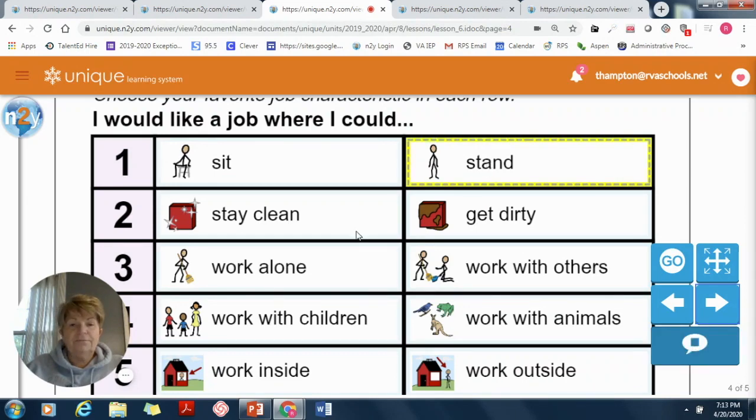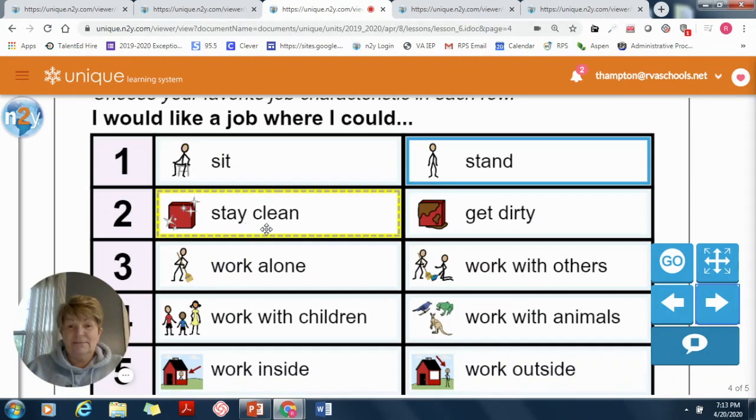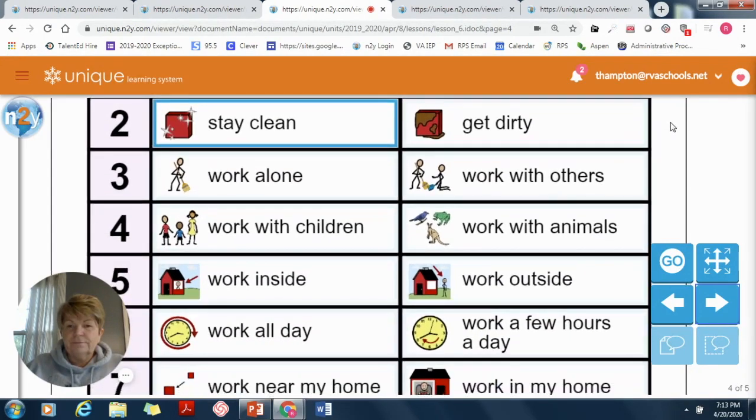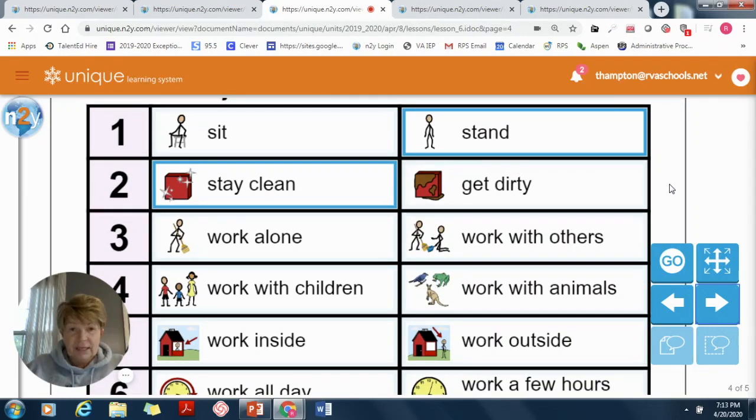Let's say stand. Row number 2. Do you like a job where I could stay clean or get dirty? Which would you like? I would like a job where I could stay clean or get dirty. Okay, I am not one to like to get dirty, so I'm going to go with I'll stand, but I'd like to stay clean. Now, if you enjoy working outside with your hands, if you enjoy like potting plants or other things in the garden, then definitely choose you could get dirty.